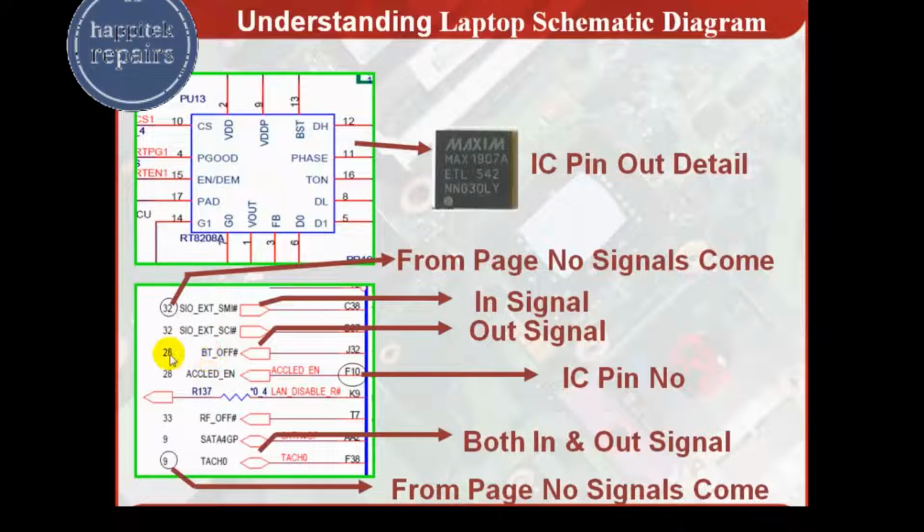Bluetooth off signal goes to the Bluetooth or any component which is on page number 28. This is in-out, both signals, and these indicate the page numbers from which signals come and go. This is RX TX both. This is RX and this is TX.